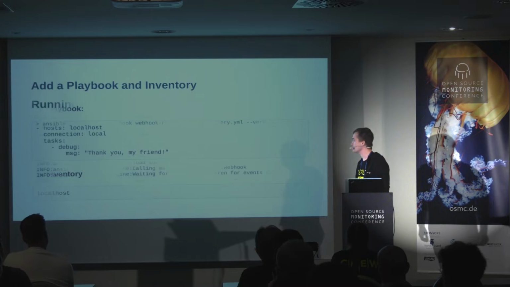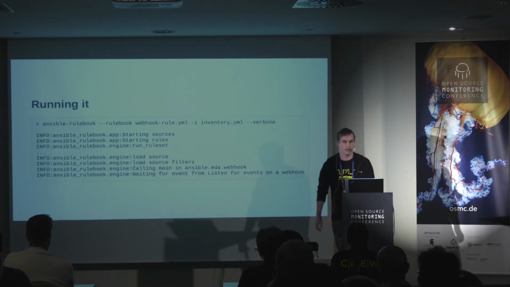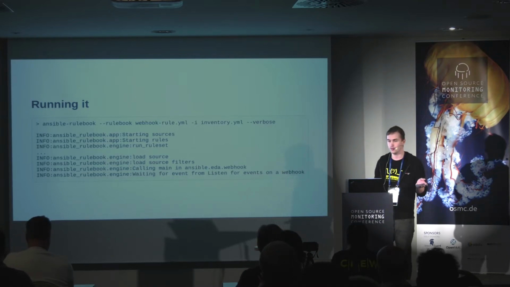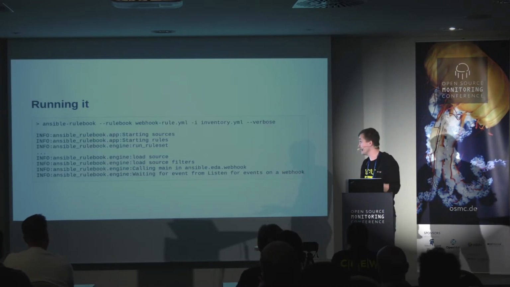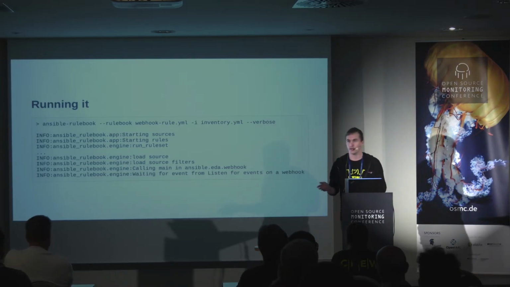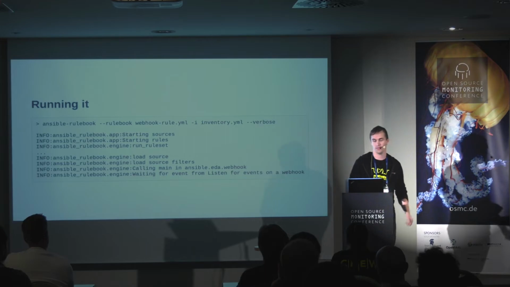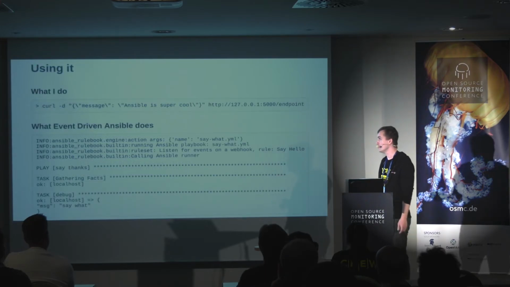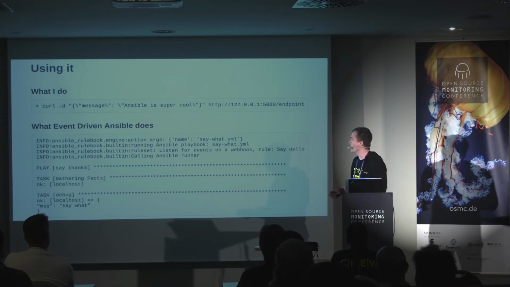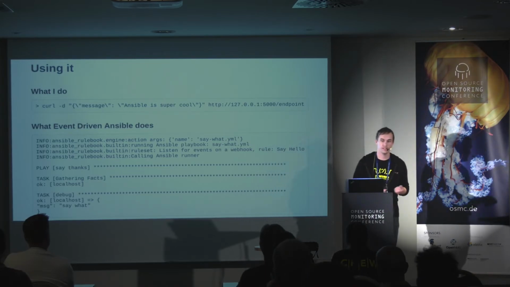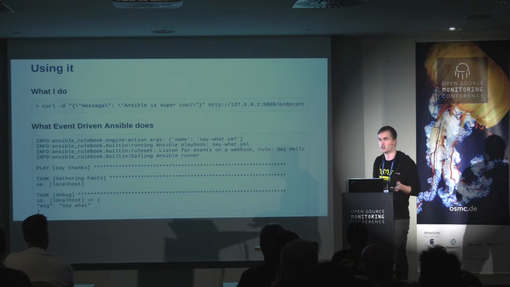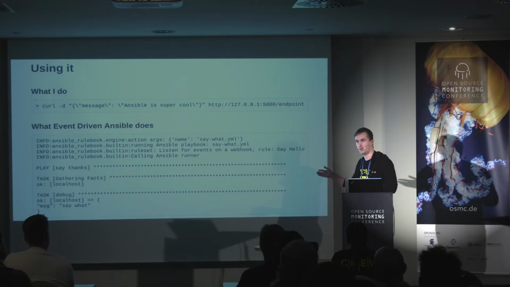And when you run it, the command is ansible-rulebook. You pass the rulebook file I showed you. You pass the inventory. You press enter, and then the rulebook starts a little web server listening on port 5000 and waiting for incoming webhooks. And that's what I'm doing then. I just use curl to push a message to the webhook. And when event-driven Ansible receives this message, then the condition is triggered and an action is executed. And in this case, my debug playbook is run.